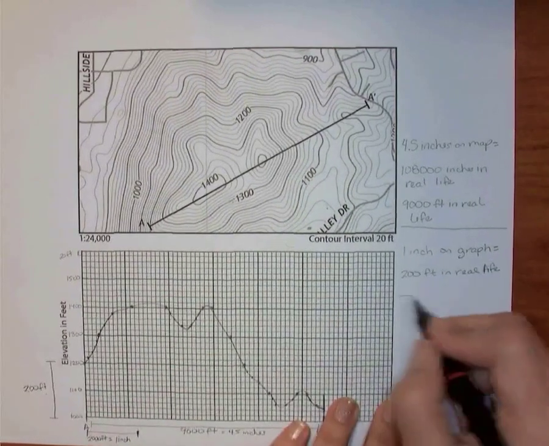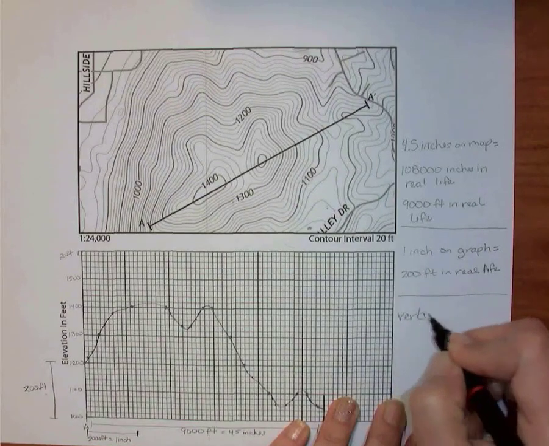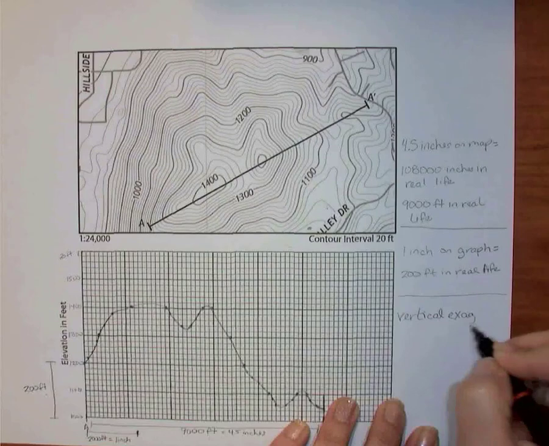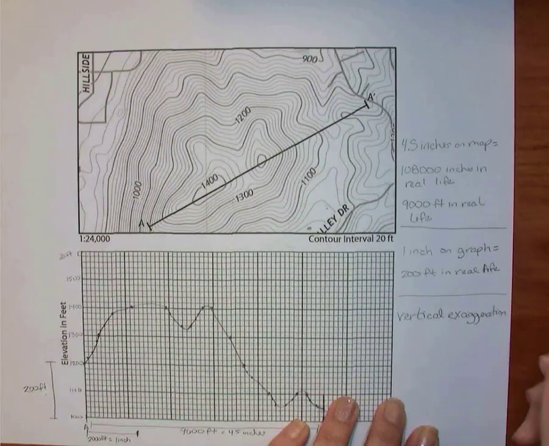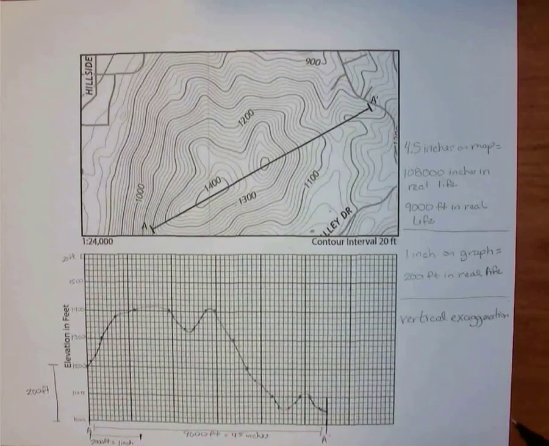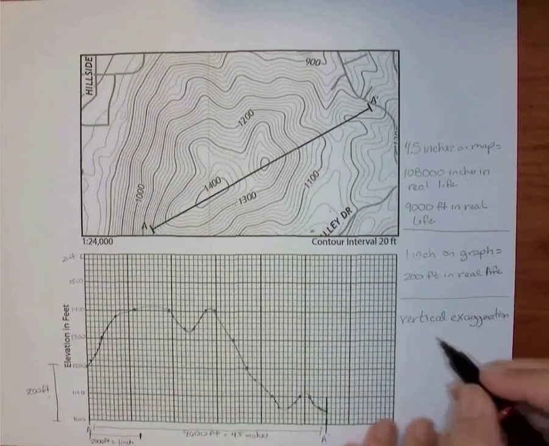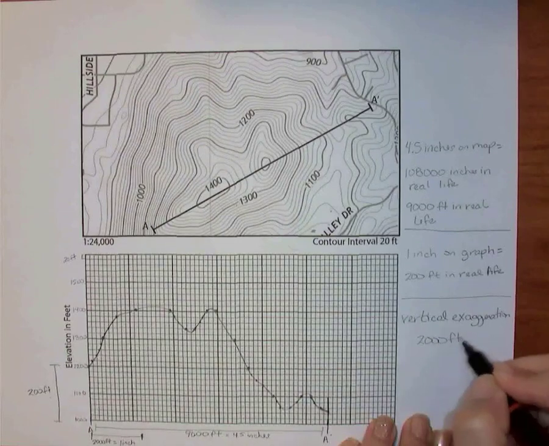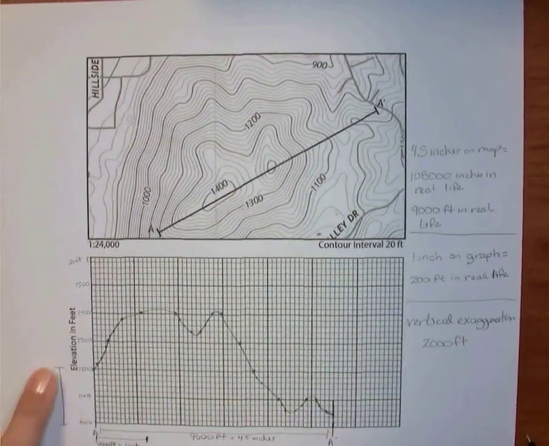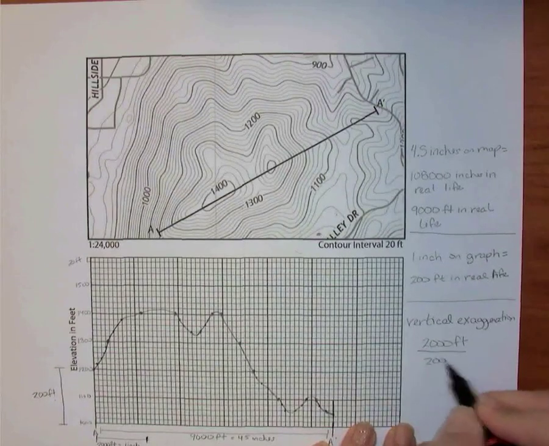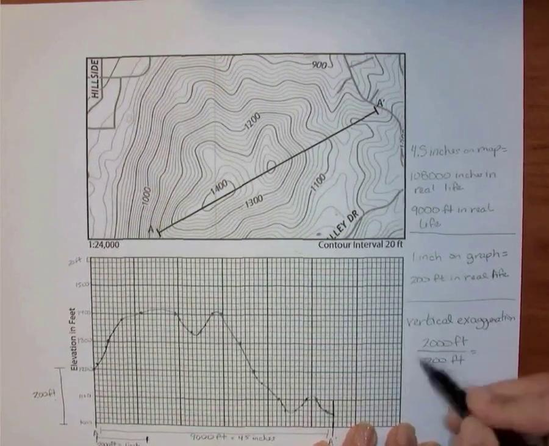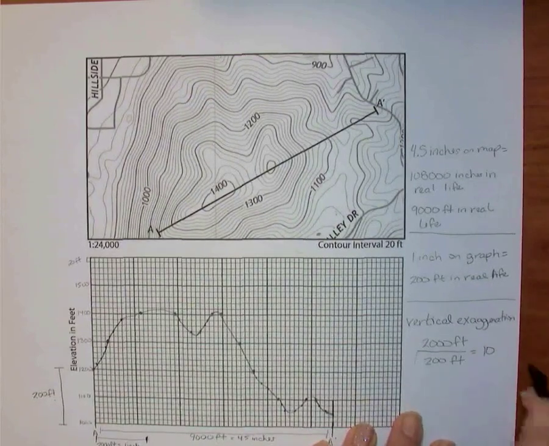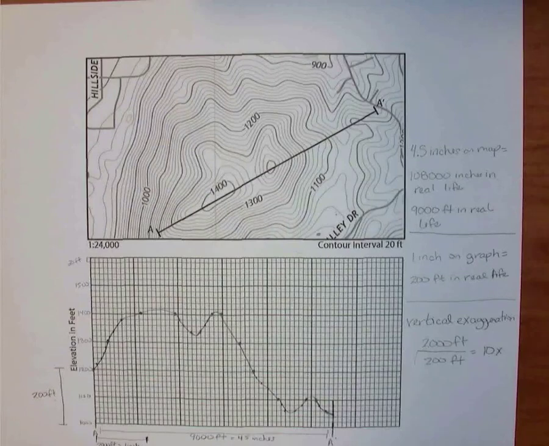So to calculate vertical exaggeration, what I want to do is I want to take the amount of feet across here on the bottom, that's 1 inch, so 2,000 feet, and divide it by what 1 inch is represented vertically, so 200 feet. And so if I divide that out, I get a 10. And so this is a 10 times factor. So it's stretched by a factor of 10. So we would need to reduce this quite a bit to get the actual feel for what the landscape would look like. So this is called vertical exaggeration.